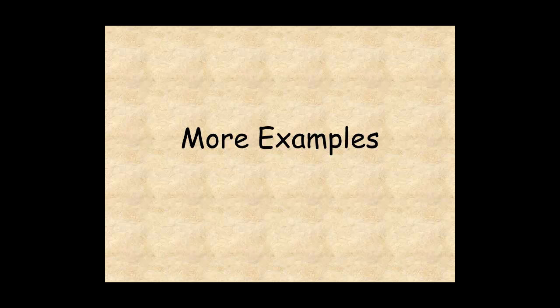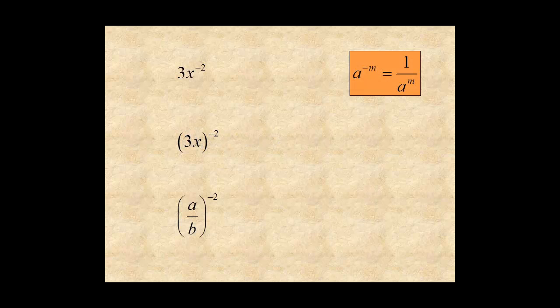Here are some more examples to help you understand how to rewrite expressions with negative exponents. In the first example, the negative exponent applies only to the variable. So the factor of x squared is moved to the denominator, and the constant 3 stays in the numerator.